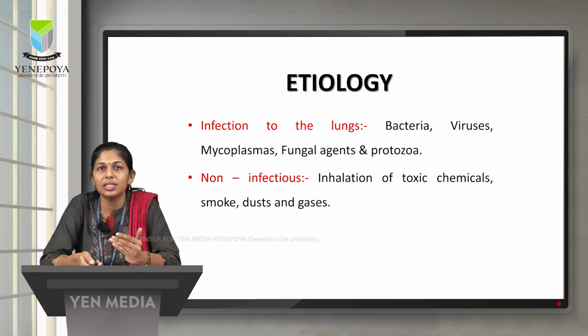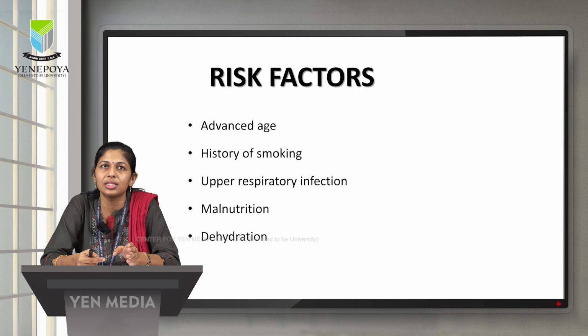So far we have seen different types of pneumonia, that is viral pneumonia, bacterial pneumonia, community acquired pneumonia, hospital acquired pneumonia, atypical pneumonia, ventilator associated pneumonia and aspiration pneumonia. Now we are going to discuss the etiology. What are the reasons behind the incidence of pneumonia? Here it is mainly divided into two: infection to the lungs and non-infectious reasons.